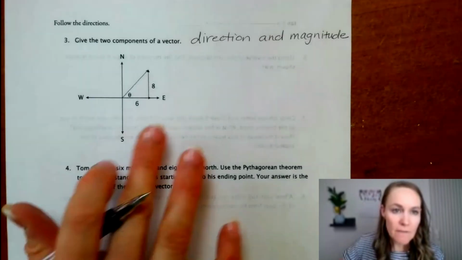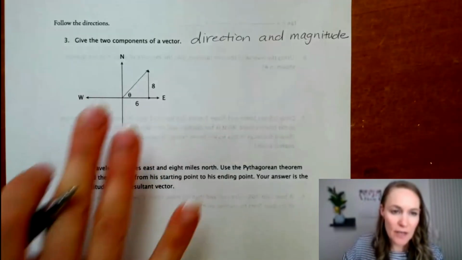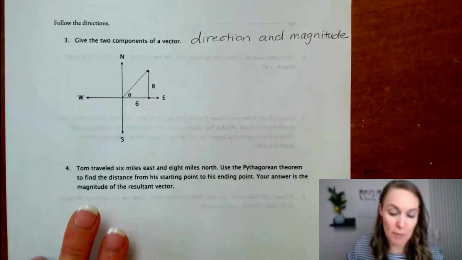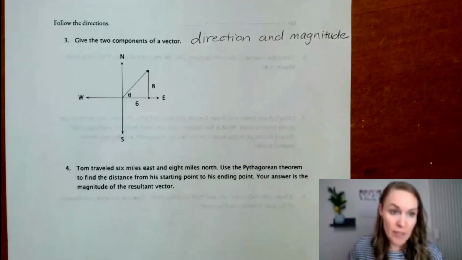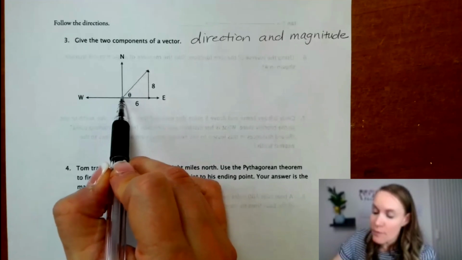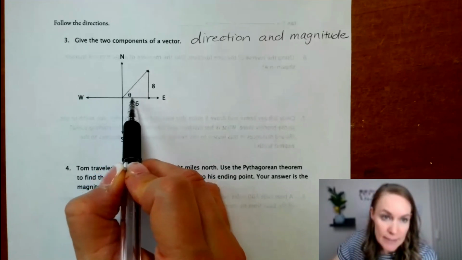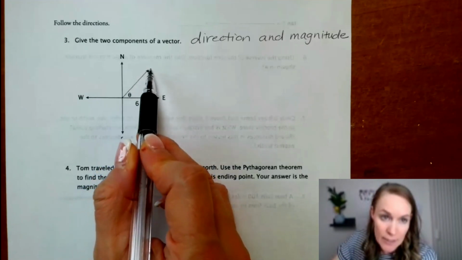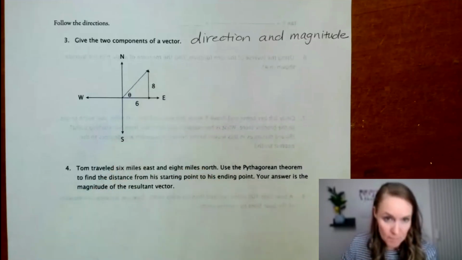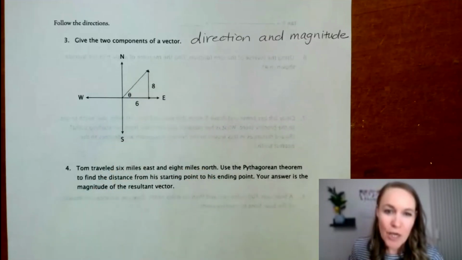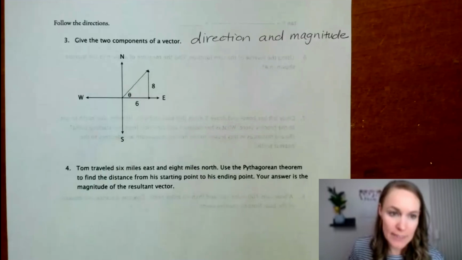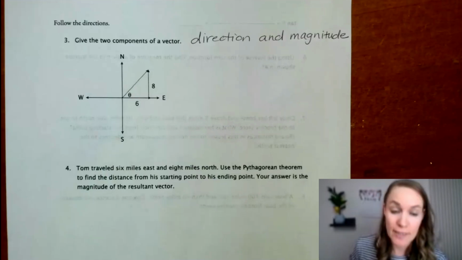Okay, and this figure is helping us understand what's going on in this problem. So let's go ahead and read it together. Tom traveled 6 miles east and 8 miles north. So he started from the center. He traveled 6 miles east and then he went 8 miles north. Okay, pretty simple. Use the Pythagorean theorem to find the distance from his starting point to his ending point. Your answer is the magnitude of the resultant vector.